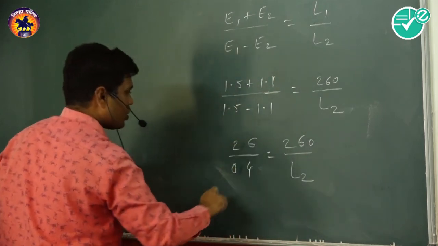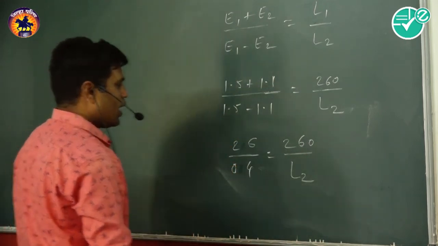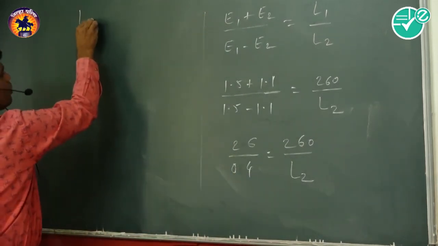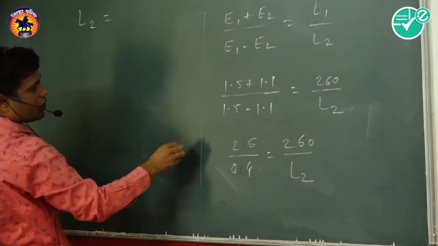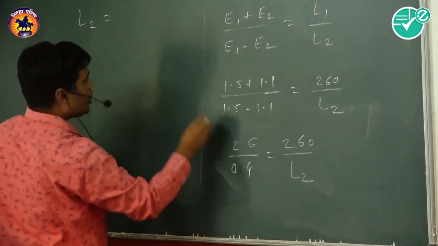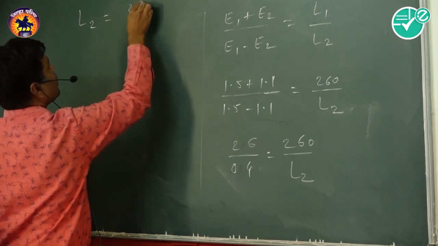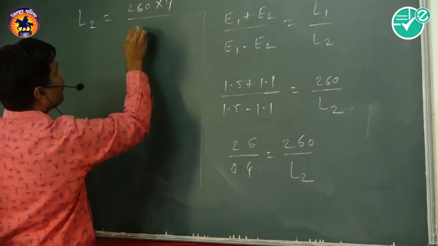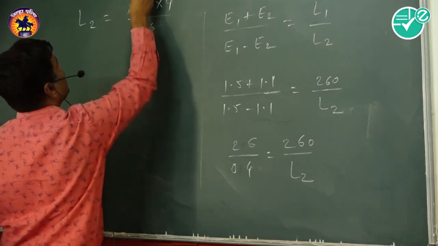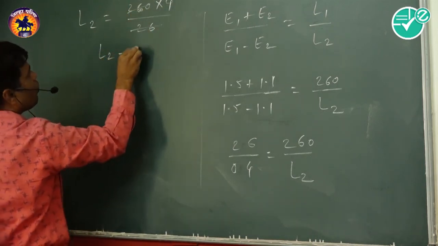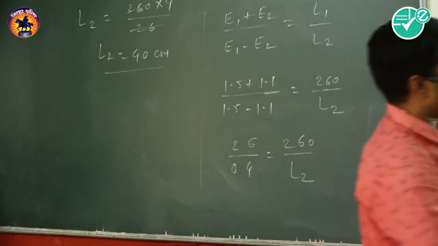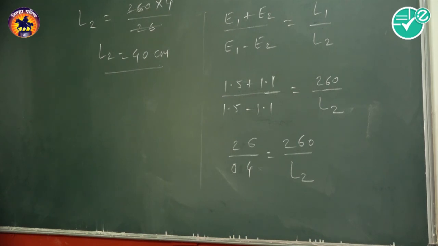So from this equation, L2 is equal to 260 into 4 divided by 26. So L2 is equal to 40 centimeter, the answer for question number 61. That is, C is the correct option for question number 61.